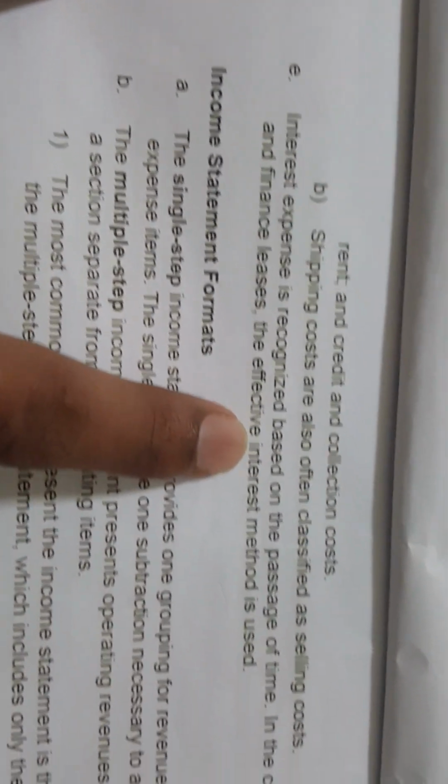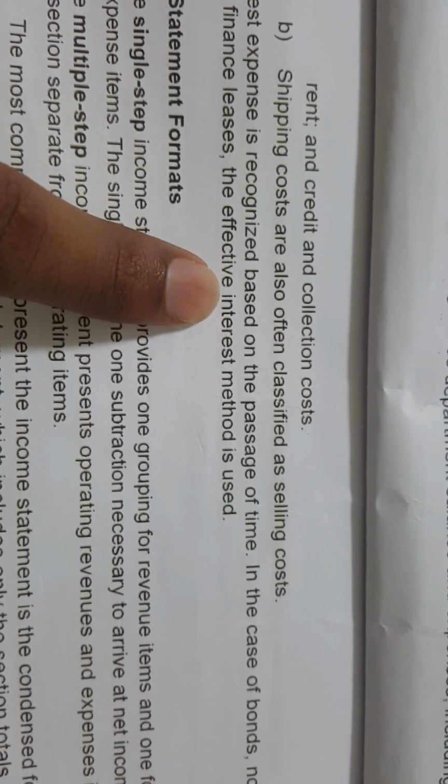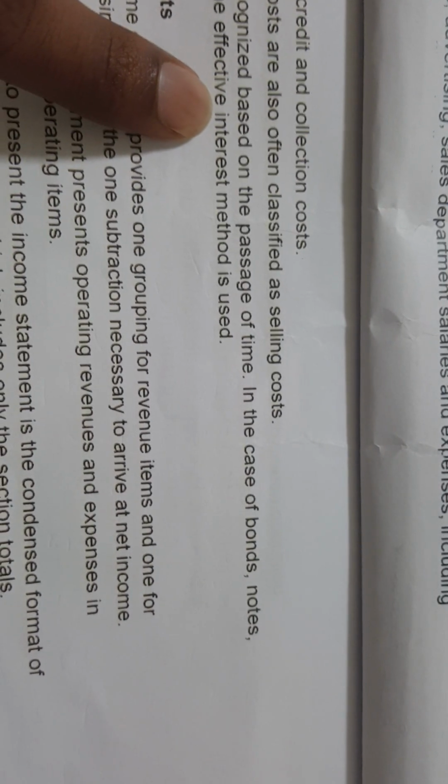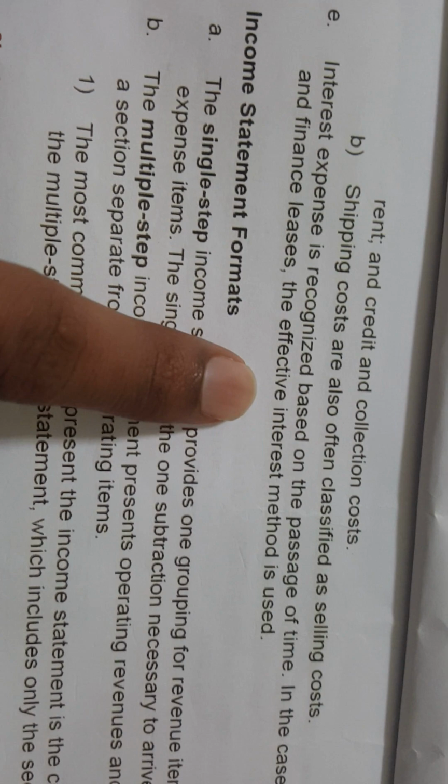Interest related expenses are also not coming there. You can see there is interest in the case of bonds, notes payable, finance lease. These are part of the income statement format. In this video we have discussed how to find the cost of goods sold. In another video we'll talk about the format of the income statement.